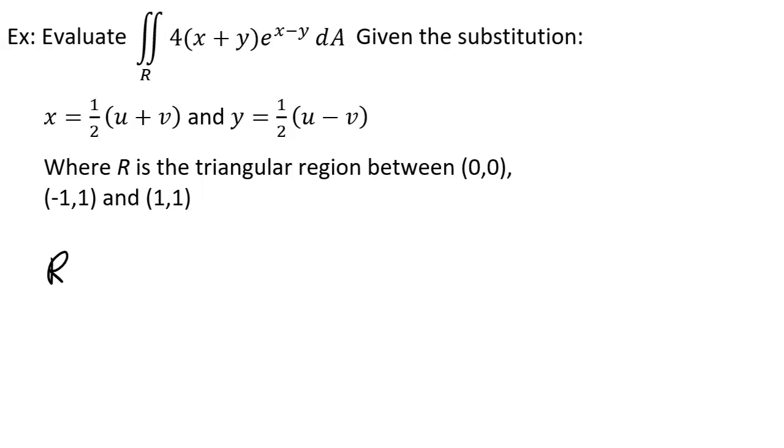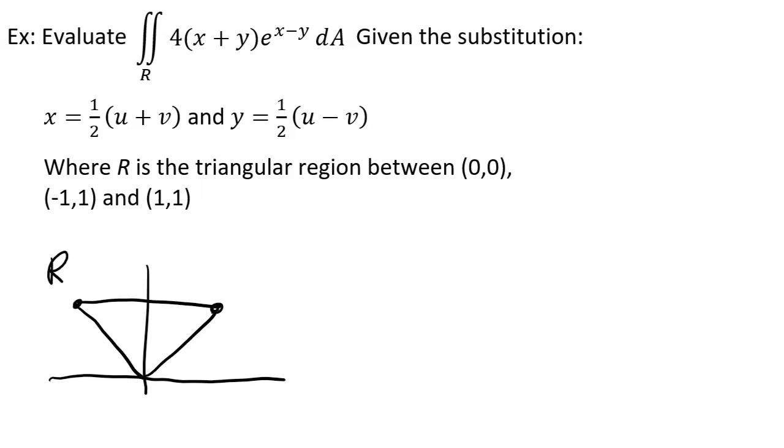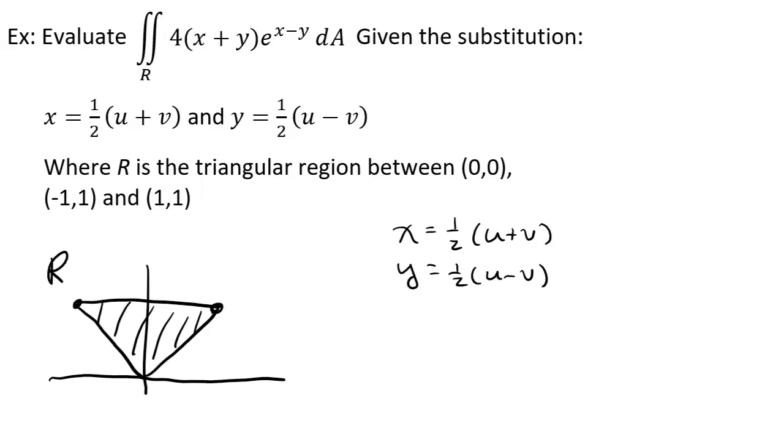So let's just draw R quick. So we've got this region here is R. Then we have these different values up here of x and y. So x is 1/2 u plus v, y is 1/2 u minus v. So one of the things we need to do is try and figure out what these different curves in this region R are with respect to u and v. So let's try and take a look at that.